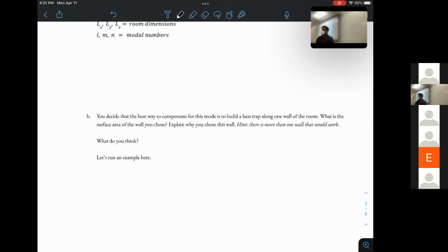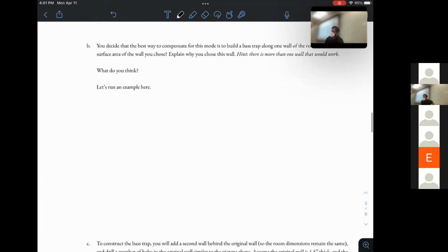So where do we want to build this thing? Well, we want to build it, and let's do a little drawing here. We want to build it at an antinode. And if we go back to a string, right? So here's my string. Let's do the n equals 2 mode of this string, right?